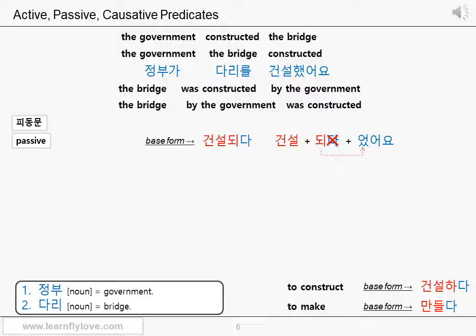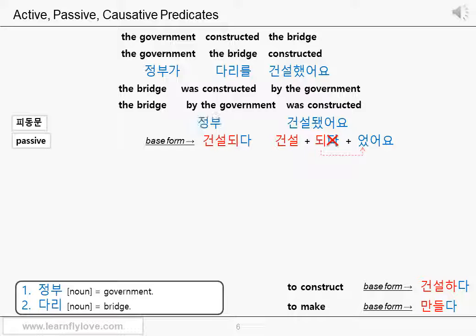Therefore, let's just combine them together. Let's not make an exception. 돼, 었 always becomes 됐. 됐 sound with 왜 vowel. Please remember that. So, 건설되었어요 becomes 건설됐어요. For your information, 건설되었어요 is also fine. But let's not make an exception. Let's always use 건설됐어요 or 건설돼요.